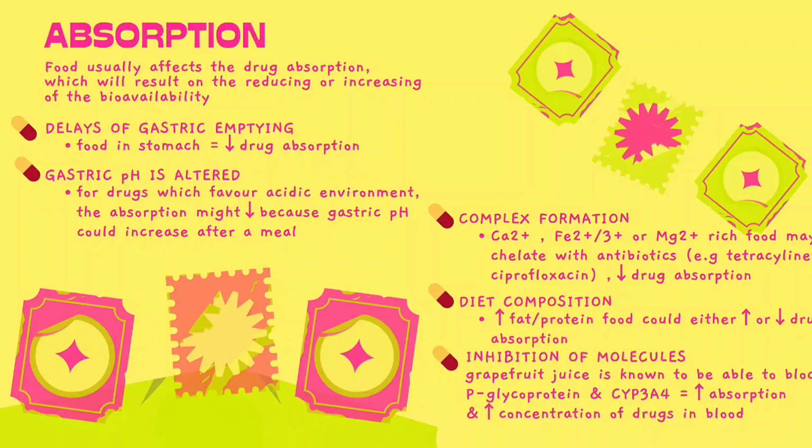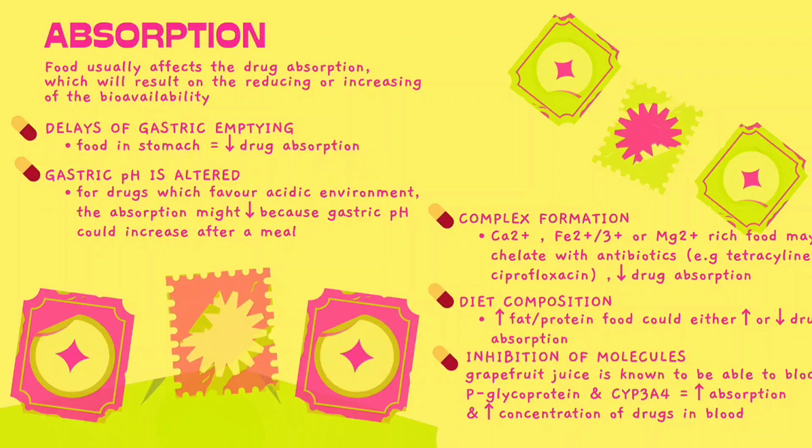First, it can delay gastric emptying. When food is in the stomach, drug absorption will reduce because there's something in our food, so there's not much space for the drug to be dissolved and absorbed in the body. Second, gastric pH is altered. Some drugs favor an acidic environment, so when there is food in the stomach, gastric pH will decrease, so absorption rate might decrease too after a meal.